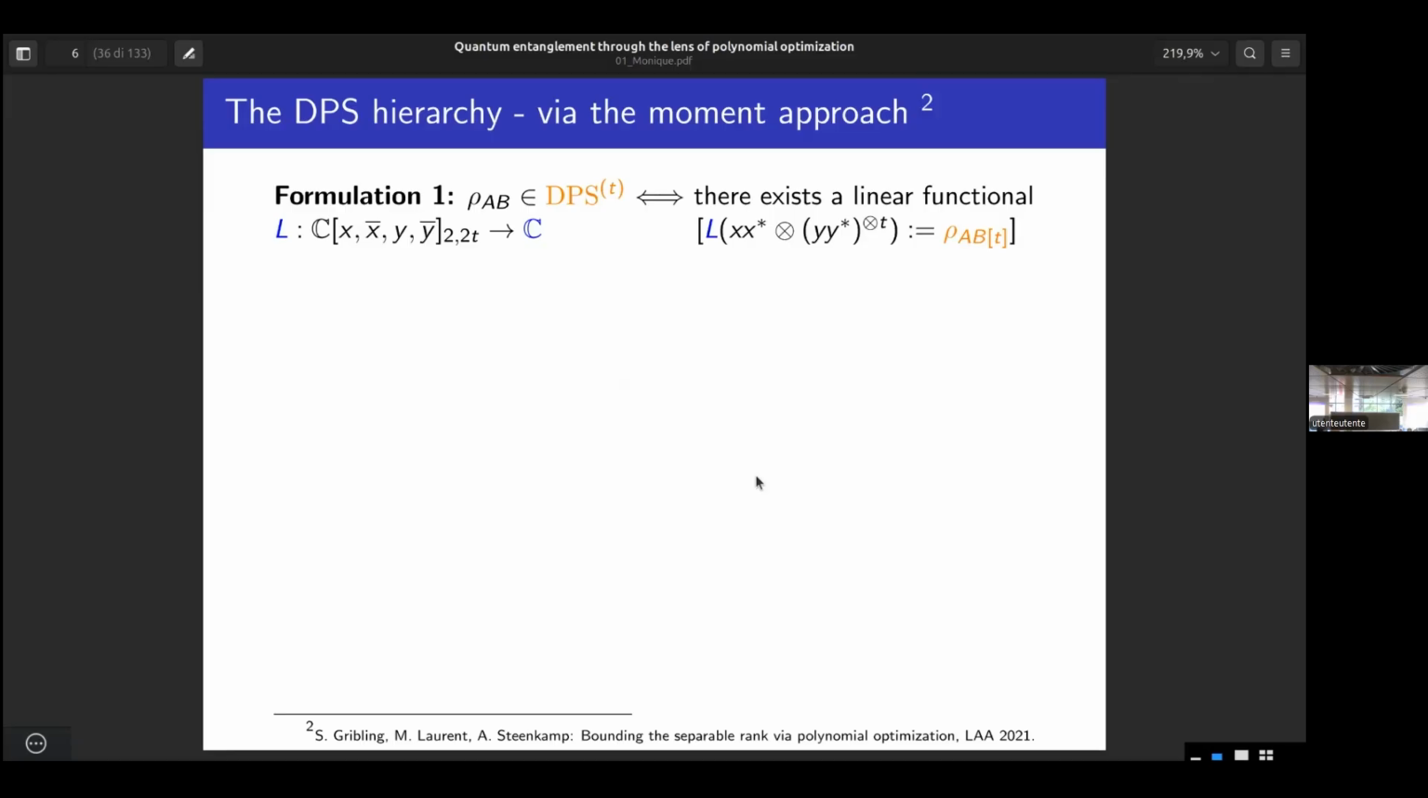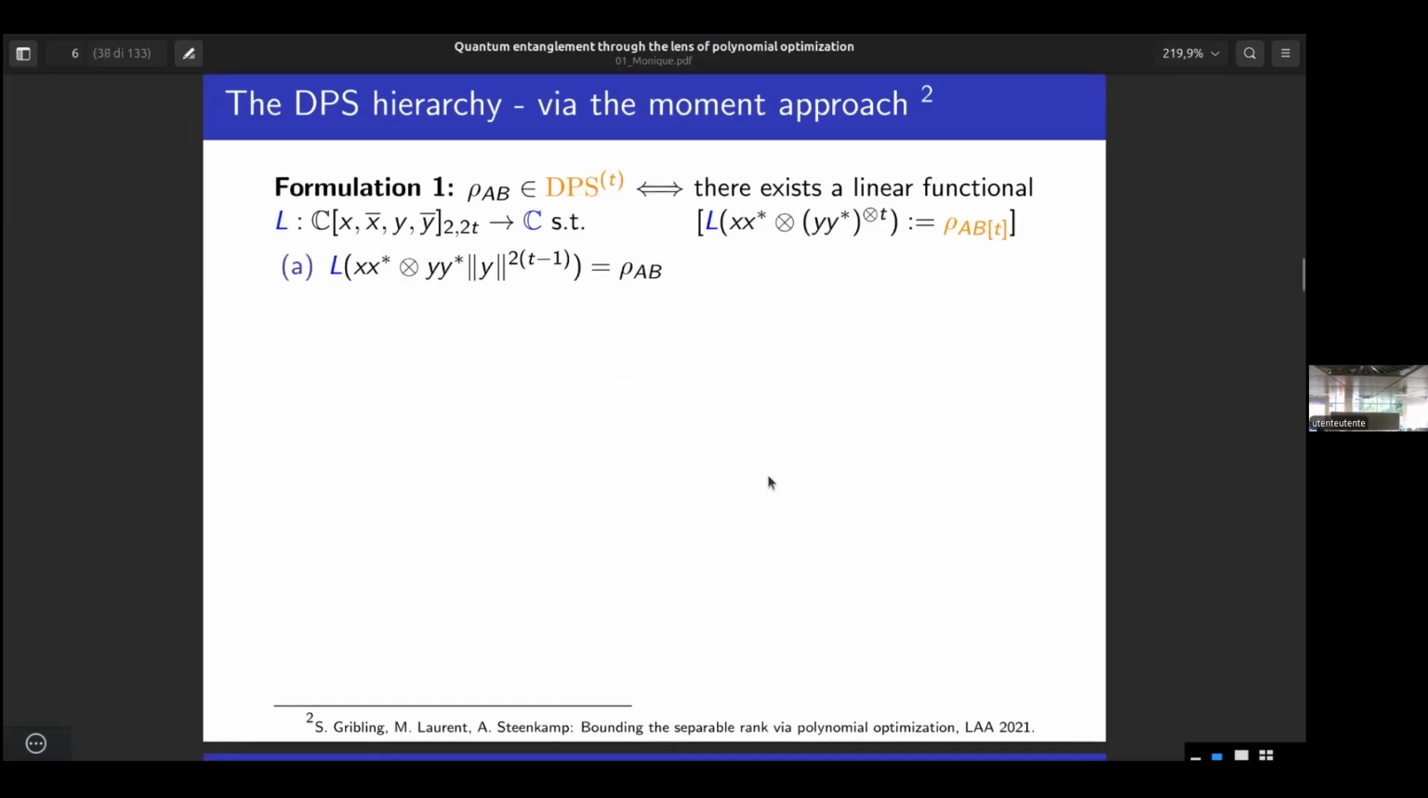Please allow me. So the starting point is that our state is in the DPST level if and only if there exists a linear functional L acting on polynomials in X, X bar, Y, Y bar, homogeneous of degree 2 in X, X bar and 2t in Y, Y bar. And that's just a linear functional. And if you have rho, how do you get L? Roughly via this formula. If rho is in the DPST level, it has a DPST certificate, so there is this rho L. And now you define L via this formula.